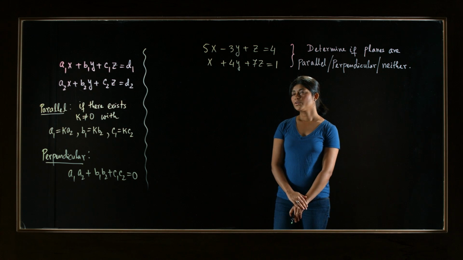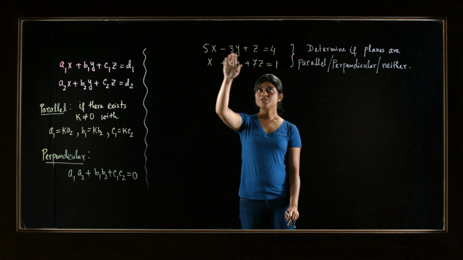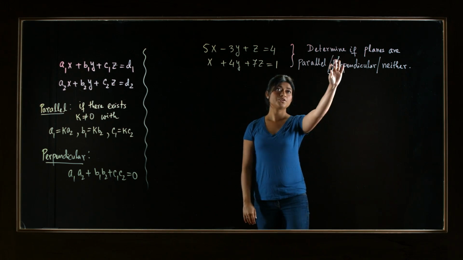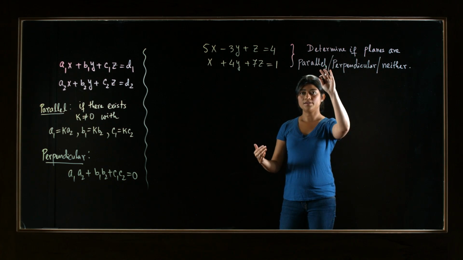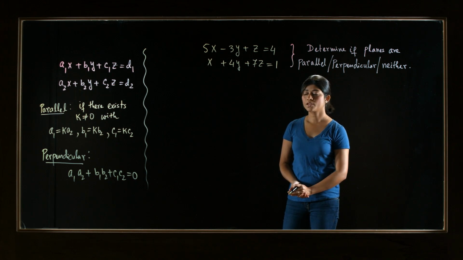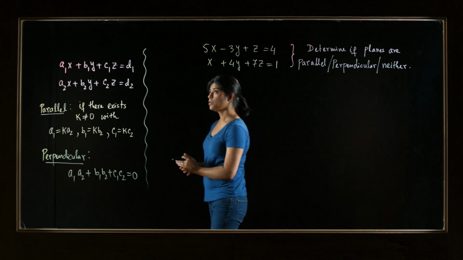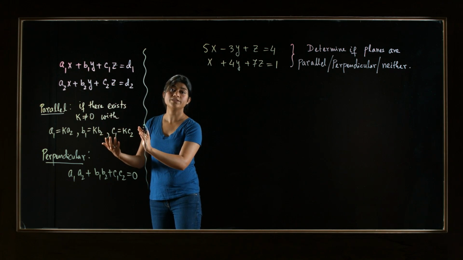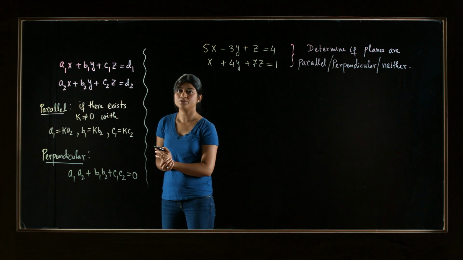In this problem, we have the equations of two planes that are given to us. And we have to figure out if these planes are parallel to each other, perpendicular to each other, or neither. Now, we also have ways of comparing two planes to find whether they're parallel or perpendicular to each other.